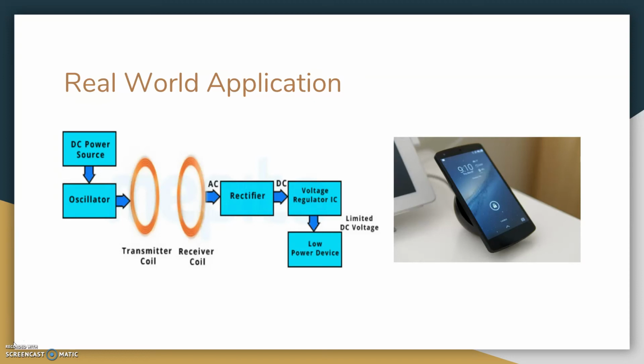However, in this example, the rectifier changes the alternating current back into DC, direct current, for the low-power device to be charged. The oscillator in this diagram is essentially the transistor that we used in our system. It produces an alternating current in the transmitter coil. And the short distance between your phone and the charging station makes this even more effective.